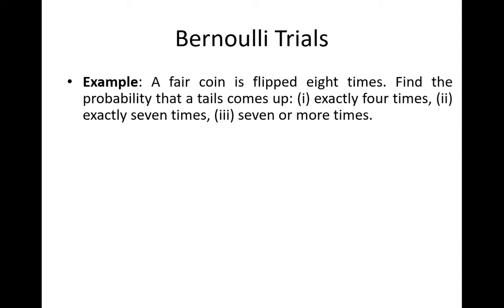Okay, quick question. A fair coin is flipped 8 times. Find the probability that a tails comes up exactly 4 times, or exactly 7 times, or in the third part, 7 or more times. So let's do part 1.